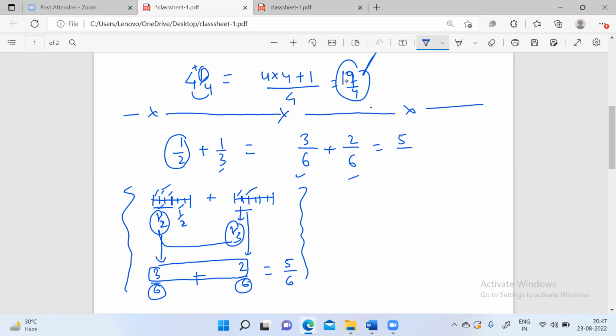So this is how we add, and you know this very well. You just don't write it in two different fractions, but rather you write one LCM, and then 6 by 2 is 3, and 6 by 3 is 2, so 5 by 6. So this is how we add.